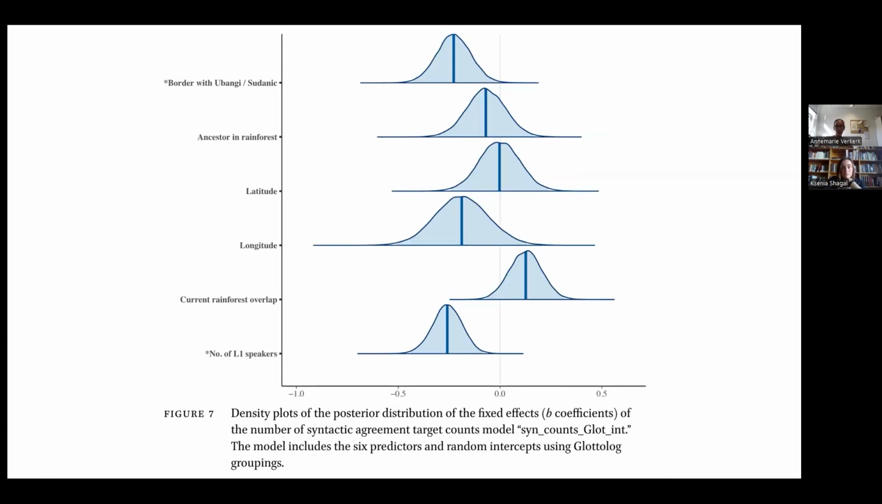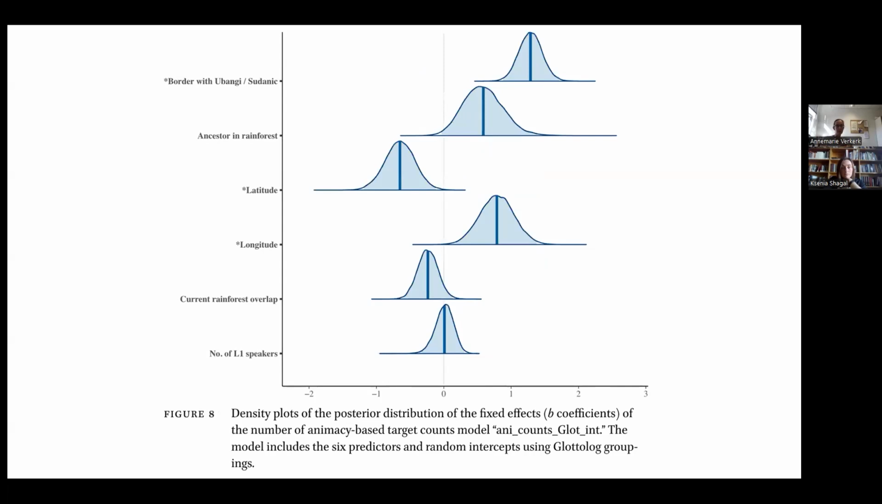And then this is the output for the number of targets that take animacy-based agreement. Again, here we find a couple of significant effects. The more targets that you have animacy-based agreement for, the more likely the language is to have a border with Ubangi or Sudanic. You tend to have a lower latitude and a higher longitude, so that means that you're further east. This is basically reflecting the map that I've already shown you, and the other effects don't matter.